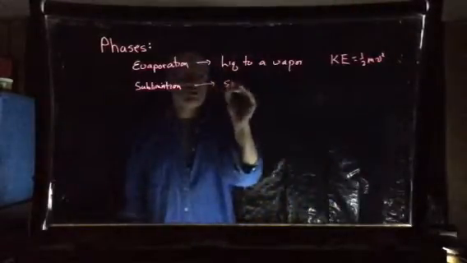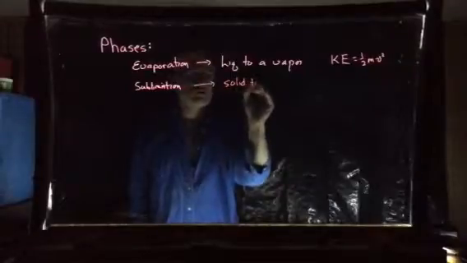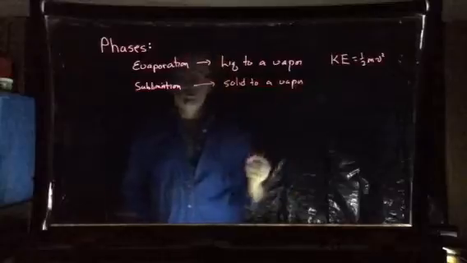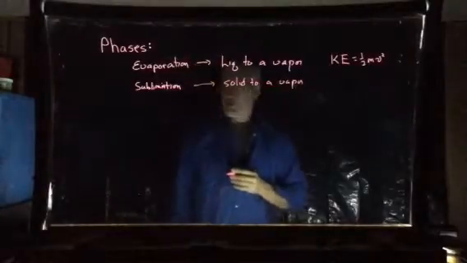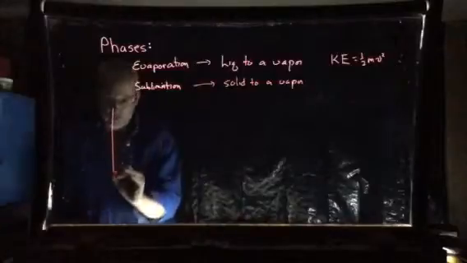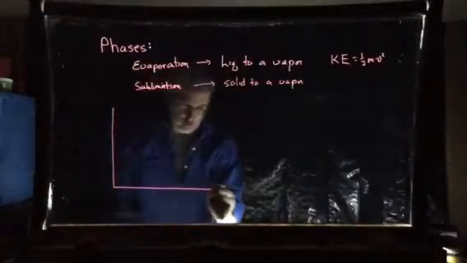Sublimation is being able to go from a solid to a vapor or gas without becoming a liquid. So why does this happen? And it's the Boltzmann distribution curve.